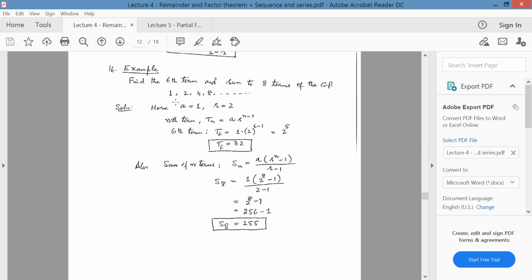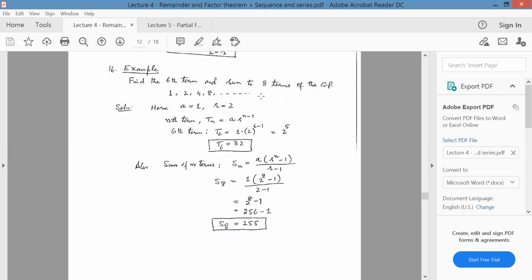Insert the values, you know, a is 1, r is 2, and you have to find the sixth term, so n is 6. So instead of n, now you'll be writing the sixth term. The 6 minus 1 will become 2 power 5. Multiplying by 1 is meaningless. So just see from your calculator, 2 power 5 is always 32. So my first part is clear. This is the answer. The sixth term is 32 in this series.